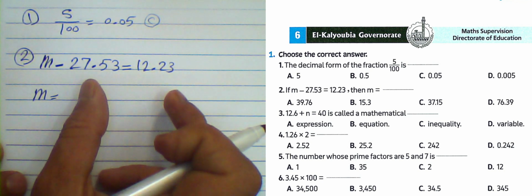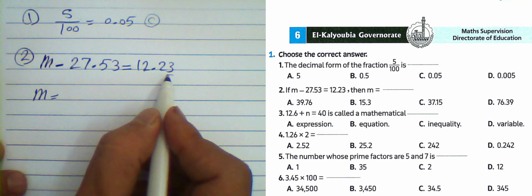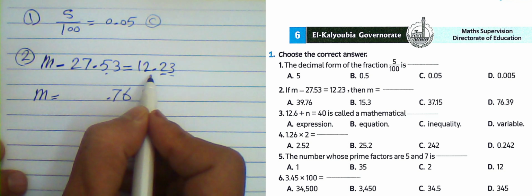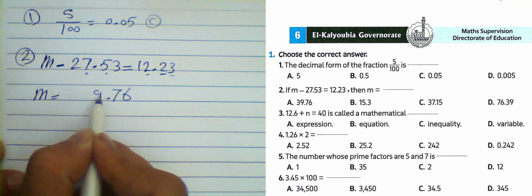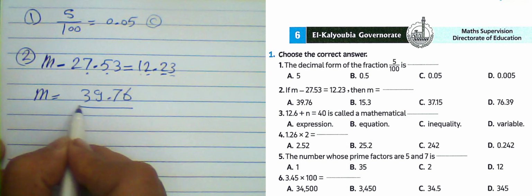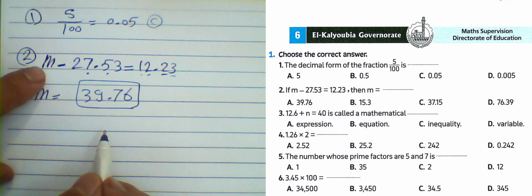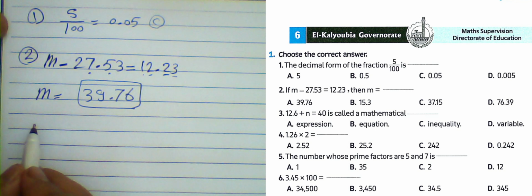To find the median, you must subtract the two numbers from each other. 3 plus 3, 6. 2 plus 5, 7. And 2 plus 7 will be 9. And 1 plus 2 equals 3. This is the value of m. To find the median, you must subtract it to find the difference, okay?